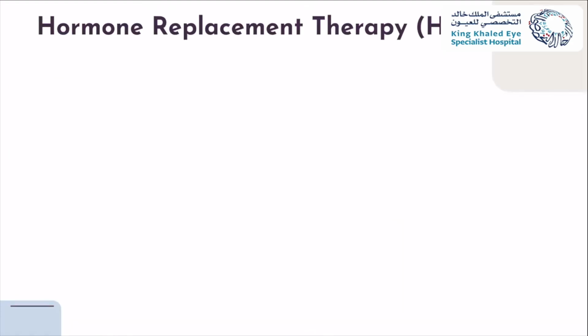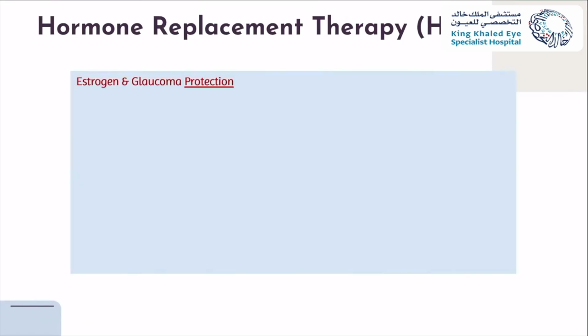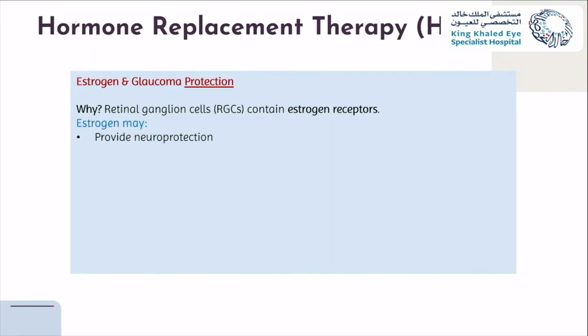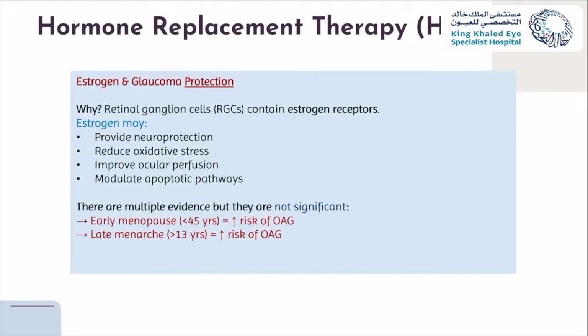One interesting class of medication that was found to be linked to improvement of the glaucoma is hormonal replacement therapy. So why does estrogen have an effect? Because the retinal ganglion cells contain estrogen receptors. So estrogen may provide neuroprotection, reduce oxidative stress, improve ocular perfusion, and affect the apoptotic pathway. But actually, this effect was not statistically significant.